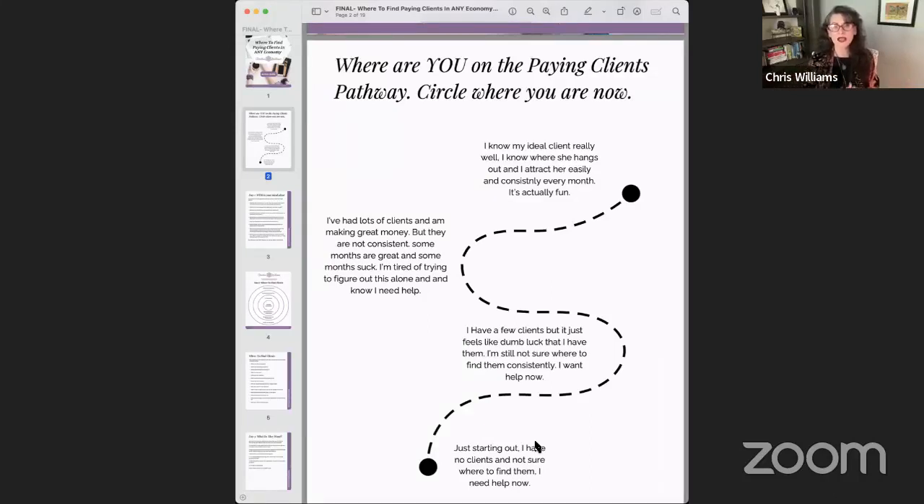The next step up is I have a few clients, but it just kind of feels like dumb luck that I have them, right? Someone reached out to me, or I have a client, but I'm honestly not sure where to find them consistently, and I really want that. If that's you, go ahead and circle that so we know where you are in the pathway and where we want you to go.